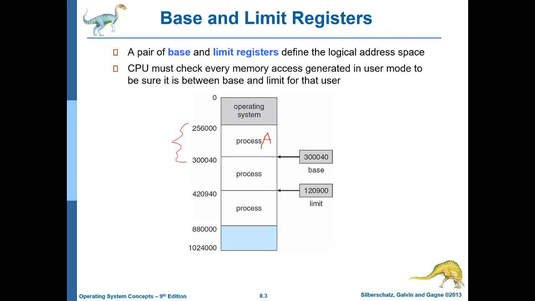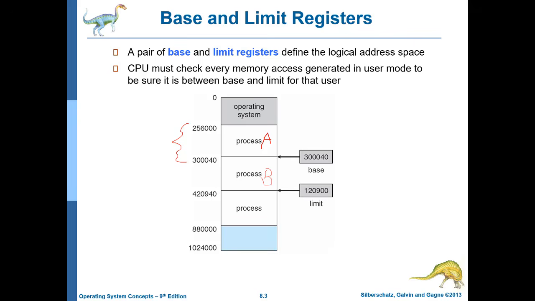Okay. Similarly, for process B, the CPU must execute only those instructions which are in the range of 30040 until 1209000. Okay, this is for process B. So how does the CPU know about them? For this purpose, the CPU has something which is called the base register and the limit register.